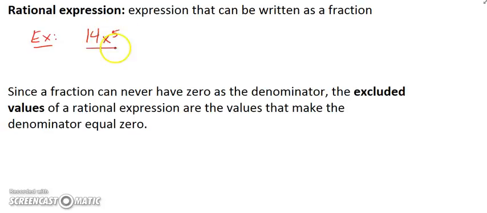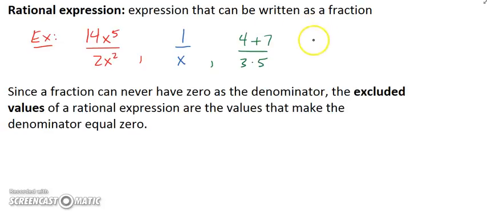14x to the fifth divided by 2x squared is an example of a rational expression. Just something simple like 1 divided by x is an example. It doesn't even have to necessarily have a variable in it. 4 plus 7 divided by 3 times 5 is an example of a rational expression. Of course, we're interested mostly, though, in the ones that do have variables in them in algebra.